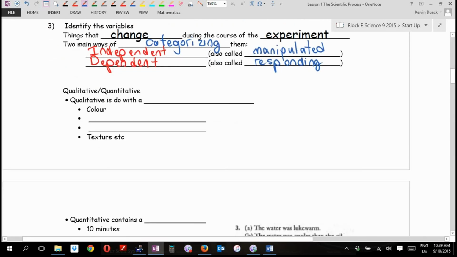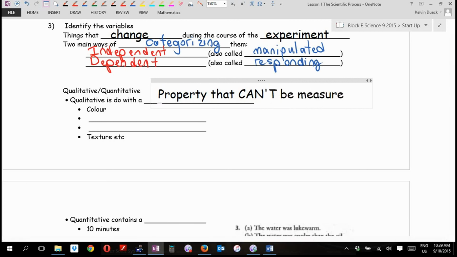In fact, we talk about qualitative versus quantitative variables. And unfortunately, these words sound very much alike. Quantitative, think the word quantity, and I hope that's a word that you know what it means. Qualitative, think like equality. Qualitative is to do with a property that can't be measured. Color. How purple is that? I don't know. Purple.